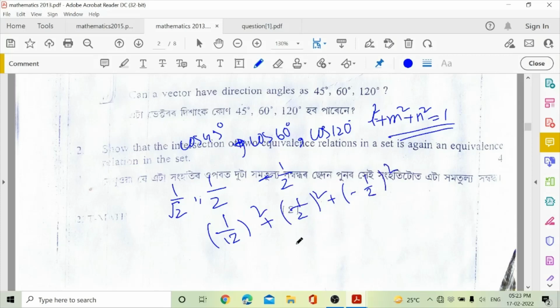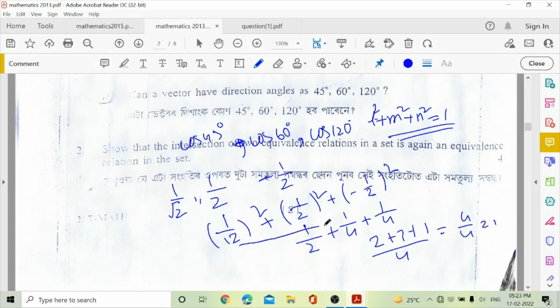Try to simplify. It will be 1 by 2 plus 1 by 4 plus 1 by 4. So what is the answer? 2 plus 1 plus 1 over 4, so the answer is 4 by 4, which is equal to 1. That means as the sum of their squares is equal to 1, they can form direction angles.